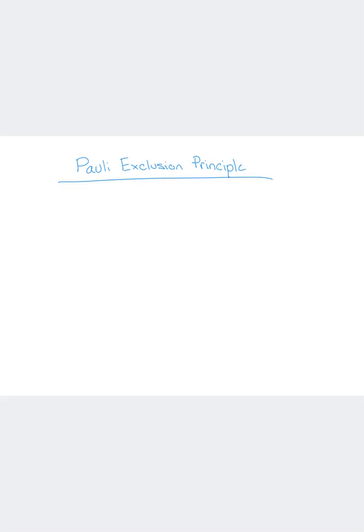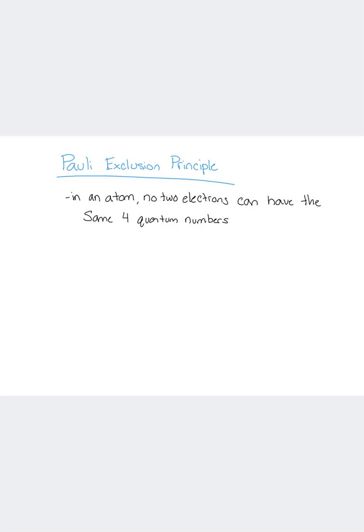My name is Hanis. For this video, I'll be discussing the Pauli Exclusion principle. The Pauli Exclusion principle states that in an atom, no two electrons can have the same four quantum numbers.